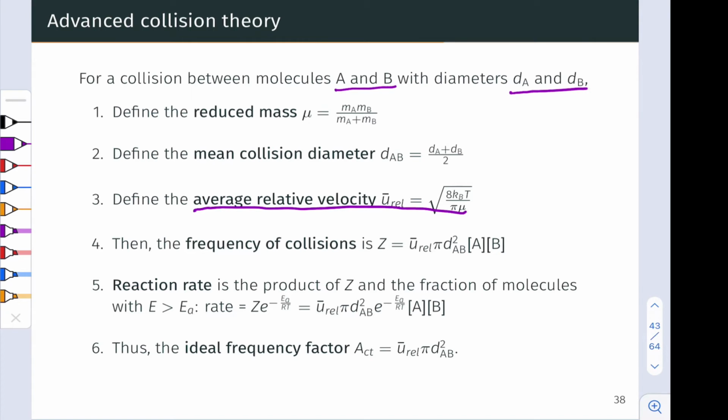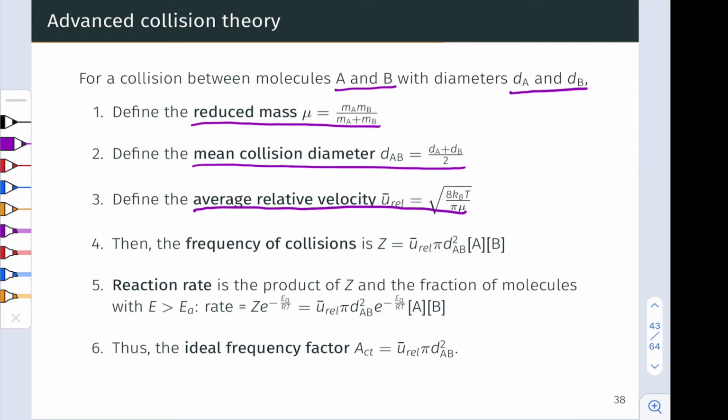This actually comes from the kinetic molecular theory of gases, but uses a mass that is the reduced mass, an expression that includes the masses of both A and B and takes account of the fact that A and B may have unequal masses. It also uses the average or mean collision diameter, d sub AB, which is simply the numerical average of the A and B diameters. So the frequency of collisions here is that average relative velocity, U rel, pi d squared AB.